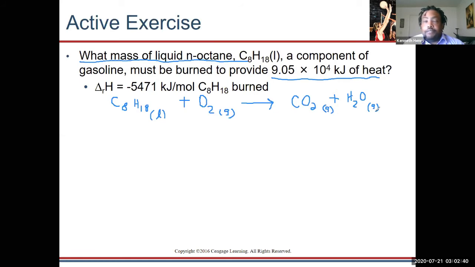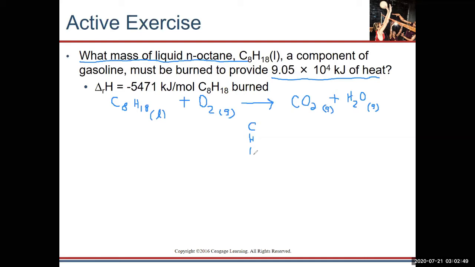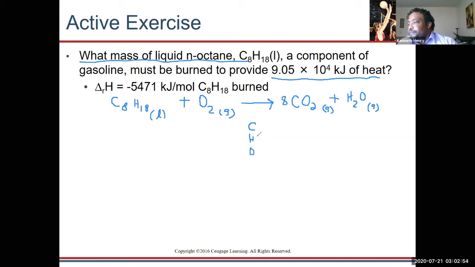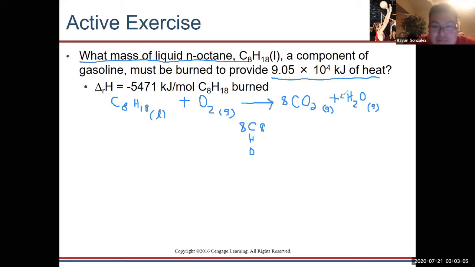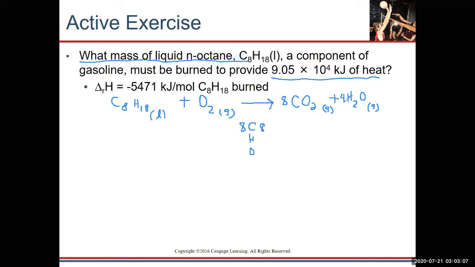Okay. Balanced. Come on. Oh, 8. There's something about an 8. Where am I putting 8? In front of the CO2. Okay. And then we put a 4 in front of the H2O. I feel like these numbers are going to be high. Oh, wait, really not high. No, 9. What is 18? Oh, 18, yeah. 9.